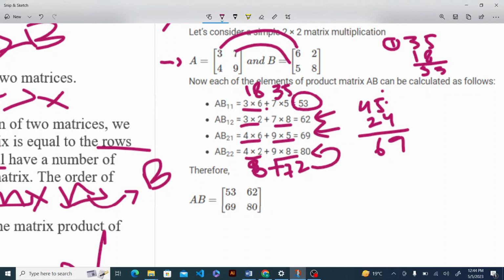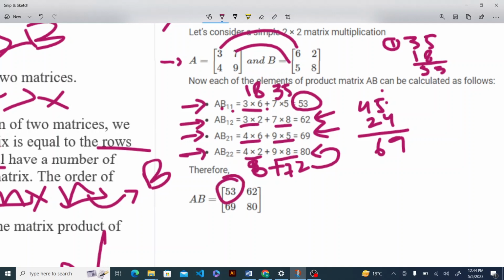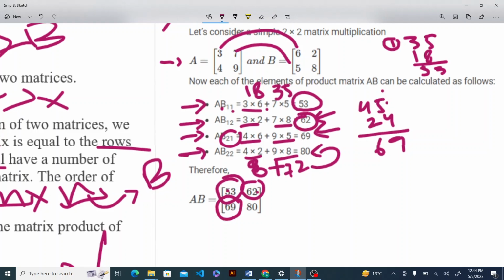So here, first row first column multiplied, first row second column multiplied, second row first column, second row second column. When the first row first column is multiplied and the answer calculated and then added up, only one element will be there, and it will be at the first position because it is first row first column. Then first row second column, 62, this one, then second row first column at this position, 69, and then second row second column, 80.